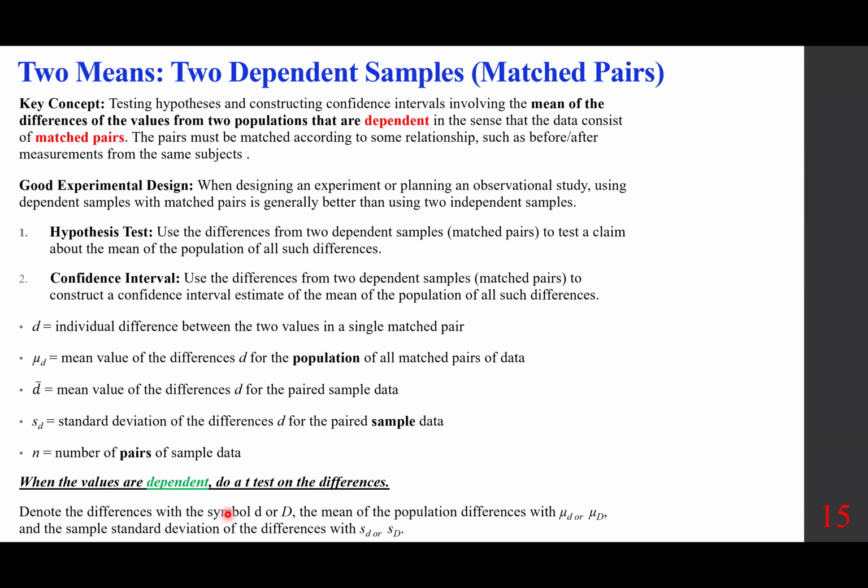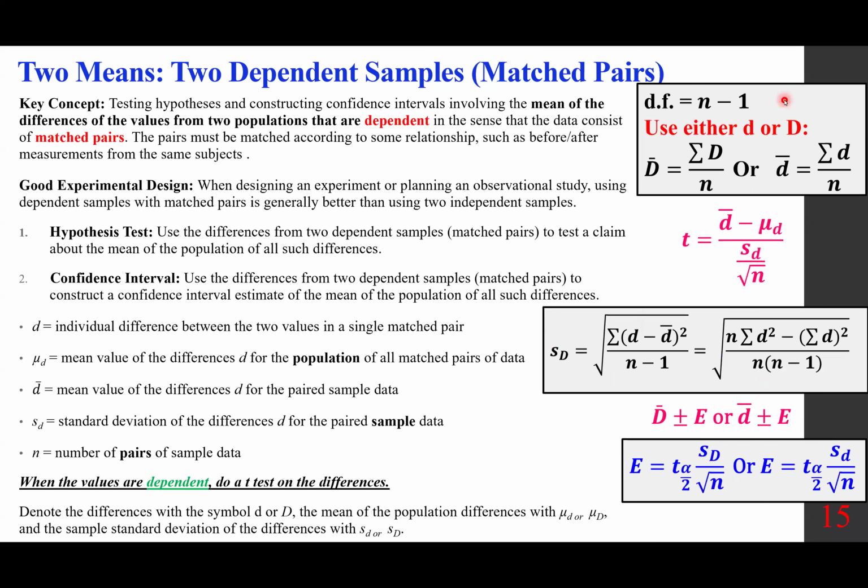Denote the differences with the symbol D, lowercase or uppercase D, the mean of the population differences mu of D, and the sample standard deviation of the differences S sub D. So degrees of freedom is n minus 1. Use either or, summation divided by n. This is the t. I hope you remember t, just to remind you.